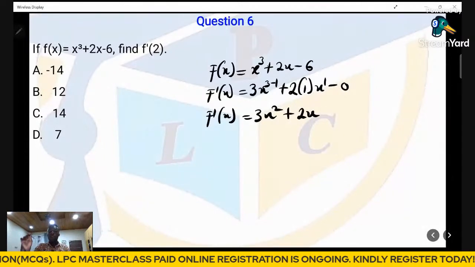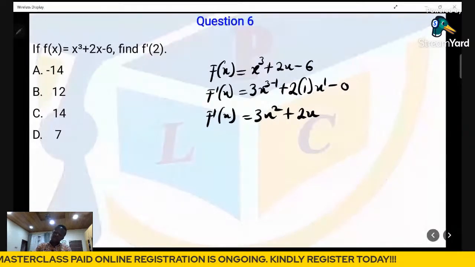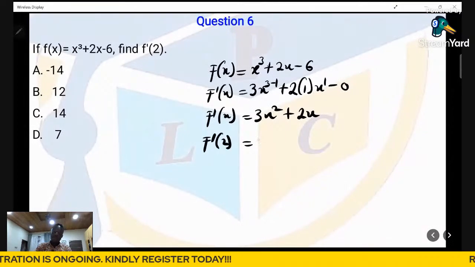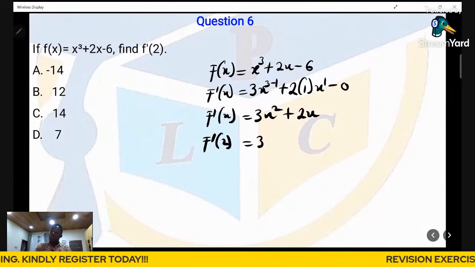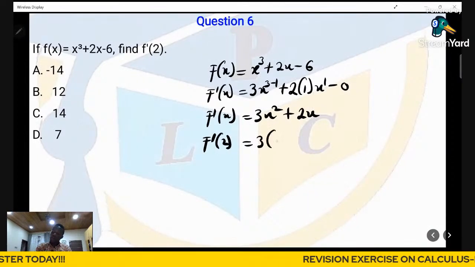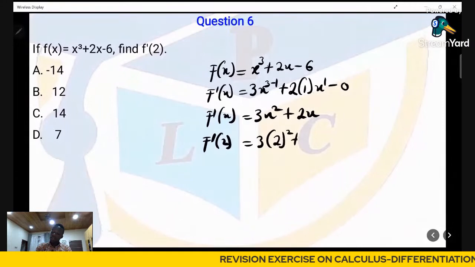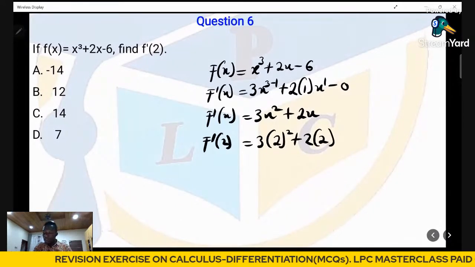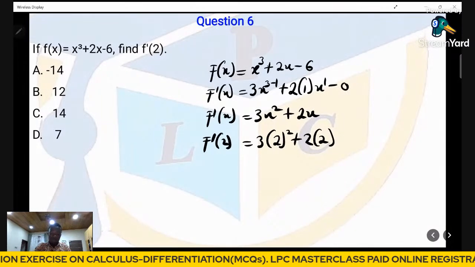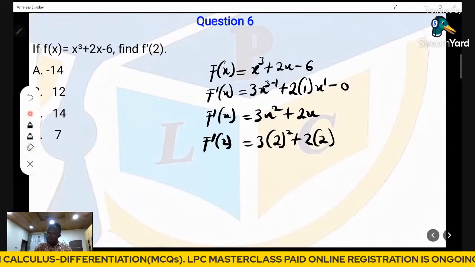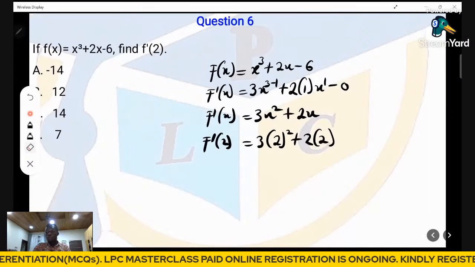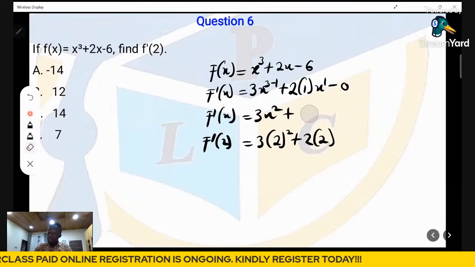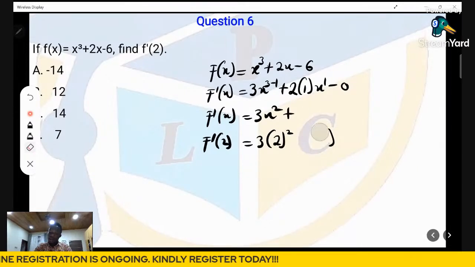But we are asked to find f prime of 2. Therefore, f prime of 2 is going to give us, whatever you see x, you substitute 2 there. It's going to give us 3 into bracket 2 squared plus 2 into bracket 2 here. Sorry, here shouldn't be x. There's a mistake here. We want to rectify that, because the differential of 2x is going to result in 2, not 2x again. So let's erase this so that we don't make a mistake in there.